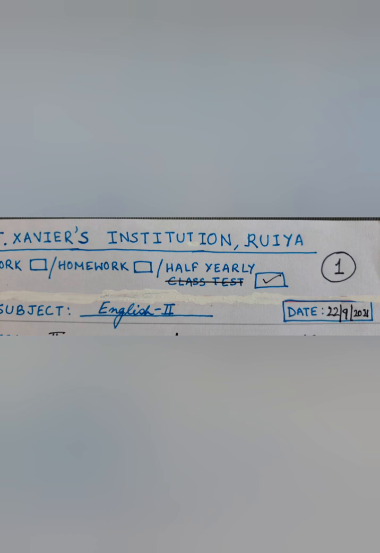After that, write the page number on top of the date. Remember, children, it is mandatory to mention the page number. So please mention the page number on top of every page.